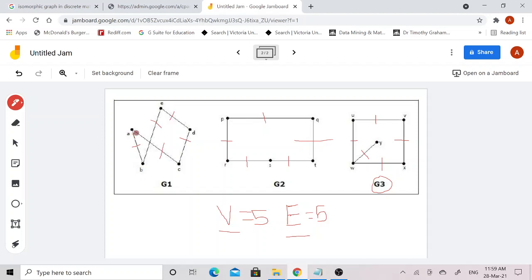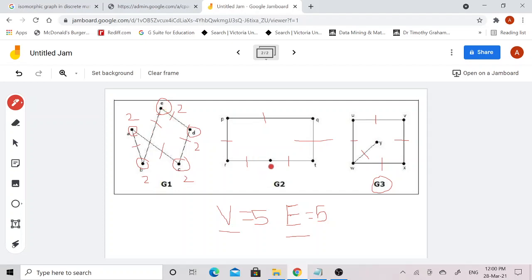So the degree of vertex for node A is 2, as there are 2 edges connected to this node. Then degree of vertex for node E is also 2, for node D 2, node C 2 and node B also 2. So in the graph G1, degree of vertices for all the nodes are 2 because only 2 edges are connected to each node.